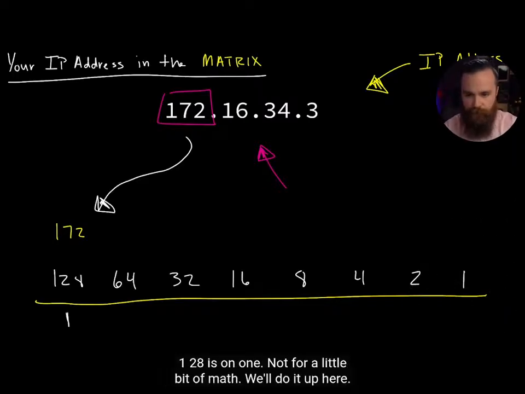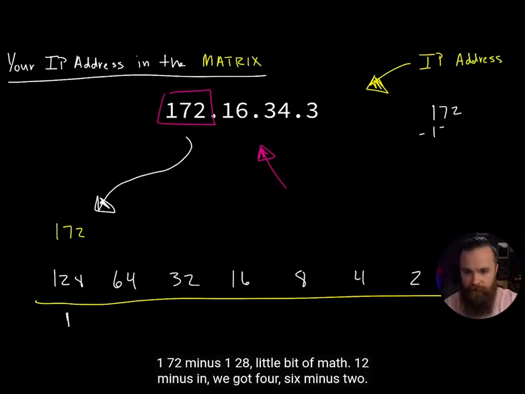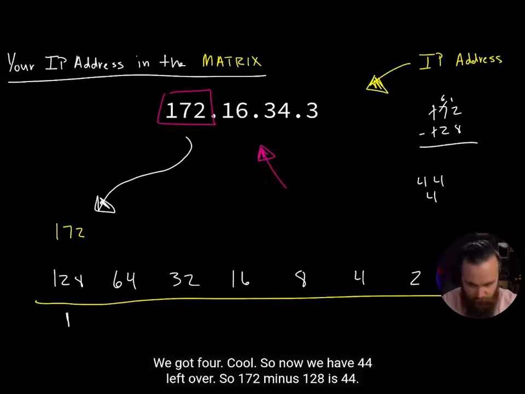Nosferatu, help us out. 128 is on. 1. Now for a little bit of math, we'll do it up here. 172 minus 128. A little bit of math. 12 minus 8, we got 4. 6 minus 2, we got 4. Cool. So now we have 44 left over. So 172 minus 128 is 44.